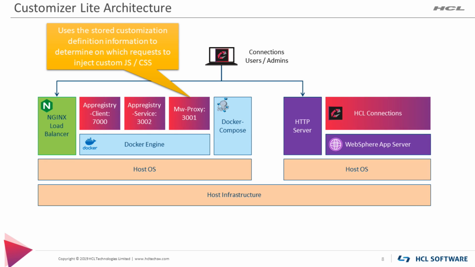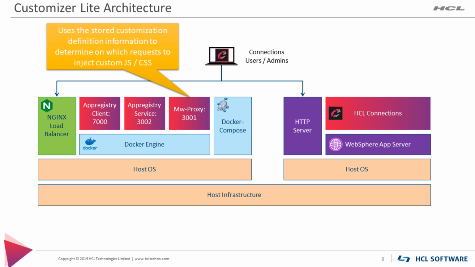The MW Proxy Service inspects the responses that flow through it from Connections and determines, based on the customization definitions stored in the App Registry Service, whether it should inject references to the custom JavaScript and style sheet files specified by the enabled customization definitions. It can use a variety of criteria such as request URL path, user email address, or group membership to decide whether to include the customization or not. In that sense, different customizations can be shown to different users for the same requests.